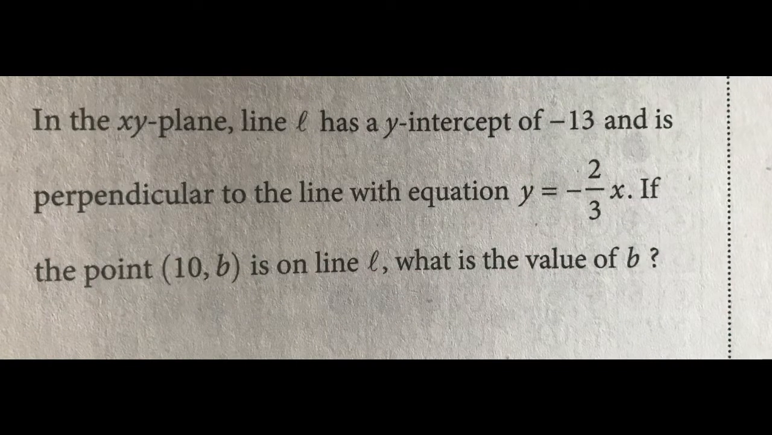In the xy plane, line L has a y-intercept of -13 and is perpendicular to the line with equation y equals -2/3 x. If the point (10, b) is on line L, what is the value of b?